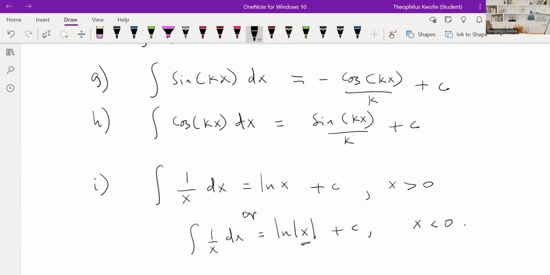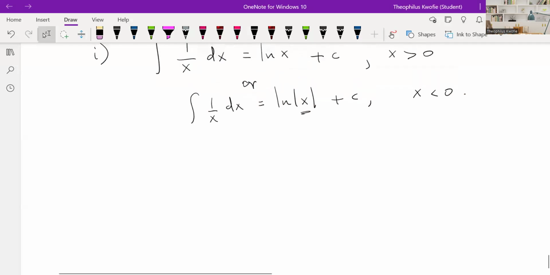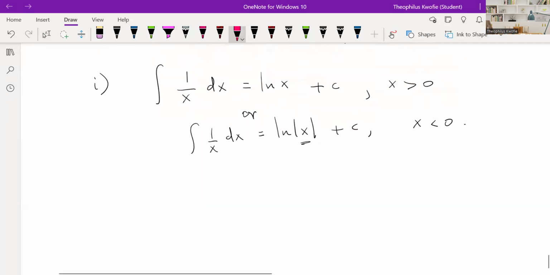So at this point, I think it's good that at least we solve some questions. Very important. Suppose I give you some examples. So let's start with some examples.